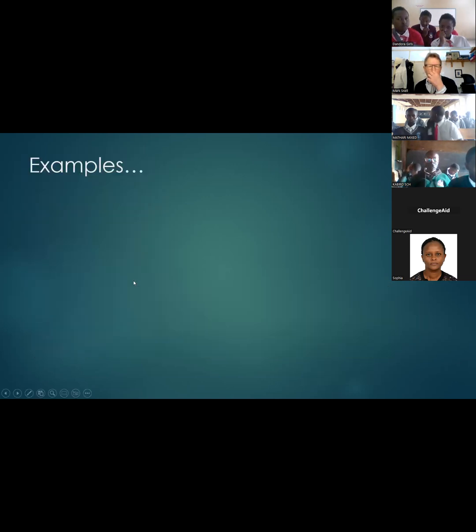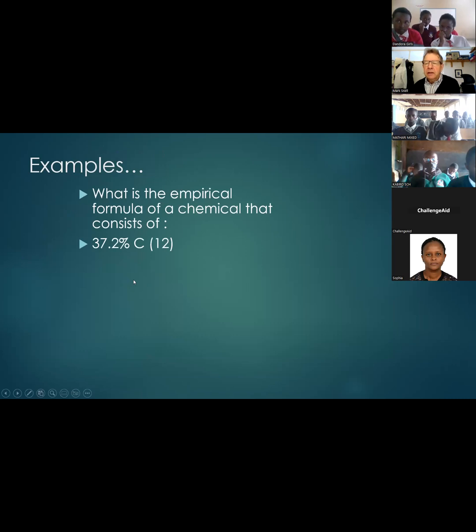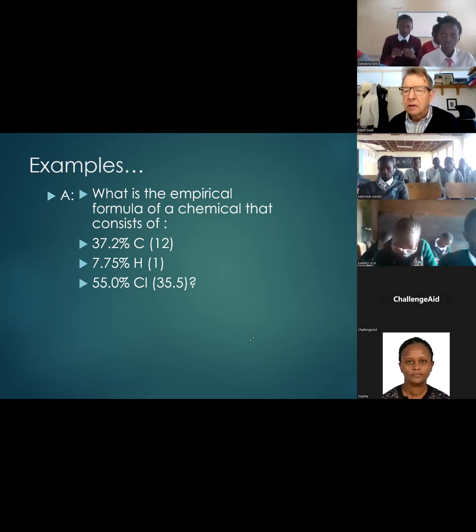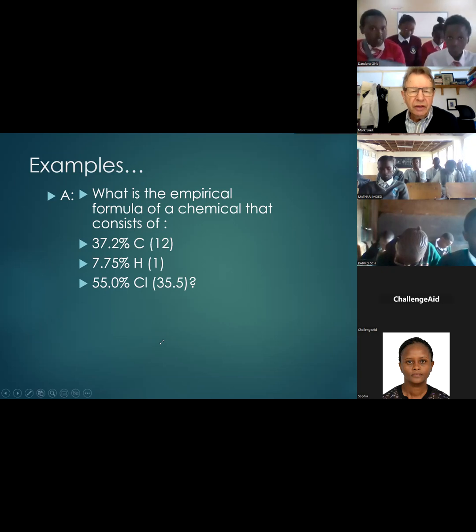Okay, here's one for you. This one is 37.2% carbon, 12 is its RAM, 7.75% hydrogen, which is 1, and 55.0% chlorine, which is 35.5. So have a go with IMDR. See if you can work out what this is. Okay, just have a go. 37.2 carbon, 7.75 hydrogen, 55.0 chlorine.